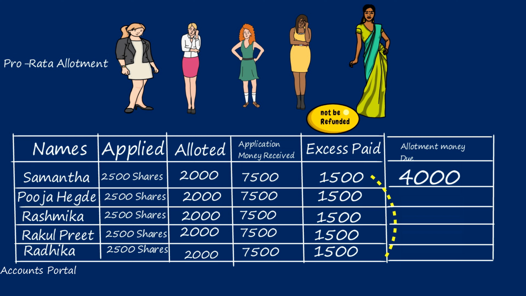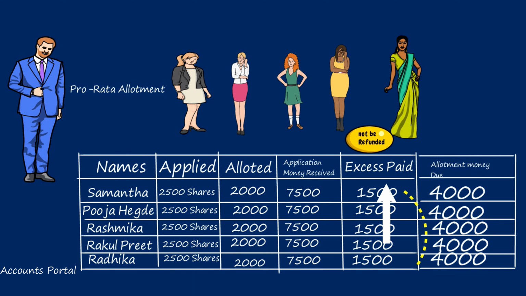And would we be able to collect it from Samantha in the future? Yes, we have to collect it in future. At the time of collecting allotment money 4000, this 1500 can be adjusted and we can collect only 2500 from her. Now if you refund this 1500 at the time of allotment, we have to collect 4000 rupees. Dear students, in future Samantha has to pay rupees 4000 for allotment and for final call she has to pay rupees 10,000. The answer is yes or no?